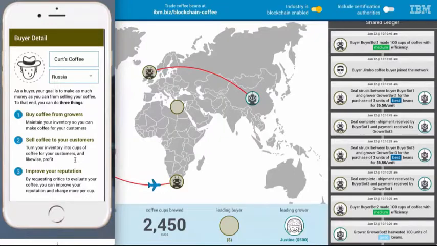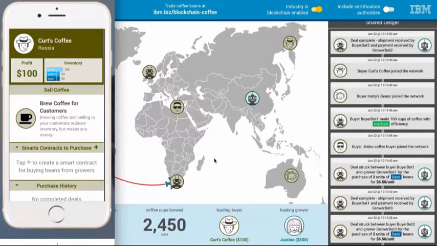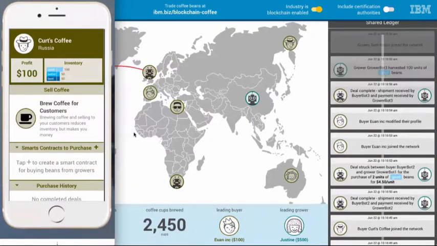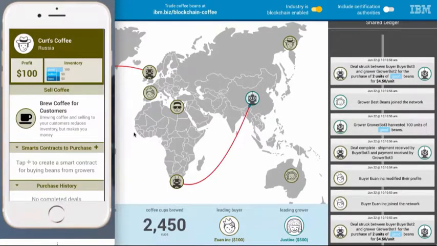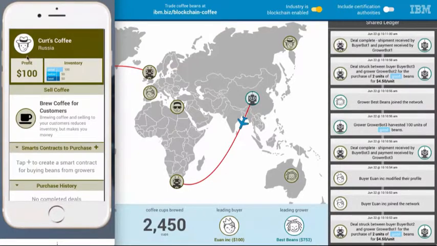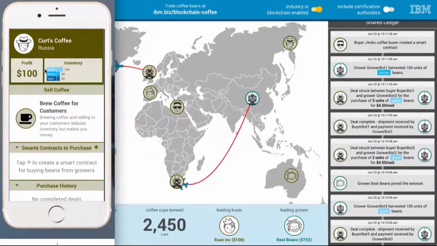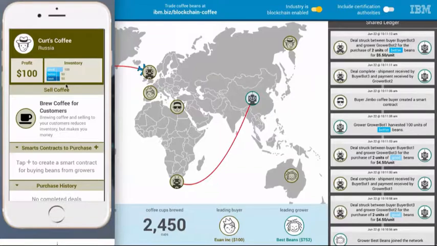And now as I tap on Get Started, there I am on the business network. I can see some other folks popping up here, some different buyers and growers showing up in their different countries. When you join this network, what you have in your app is a little bit of profit, $100, and some inventory. You have 3 different qualities of coffee beans: good coffee beans, better coffee beans, and your best coffee beans.